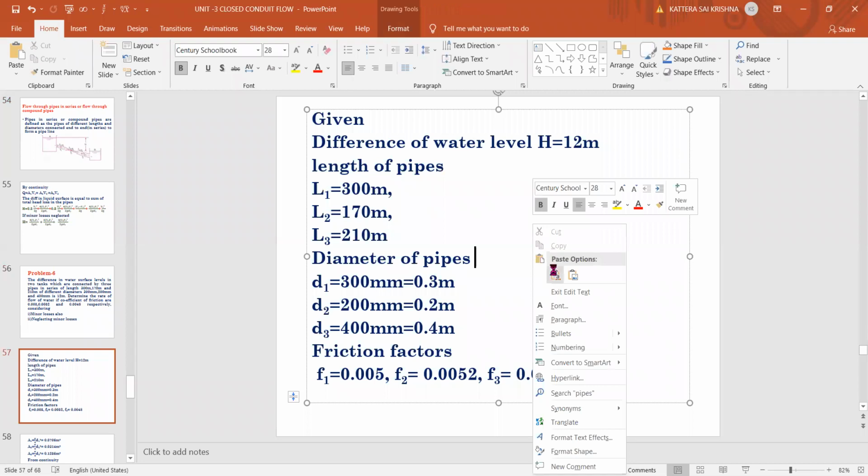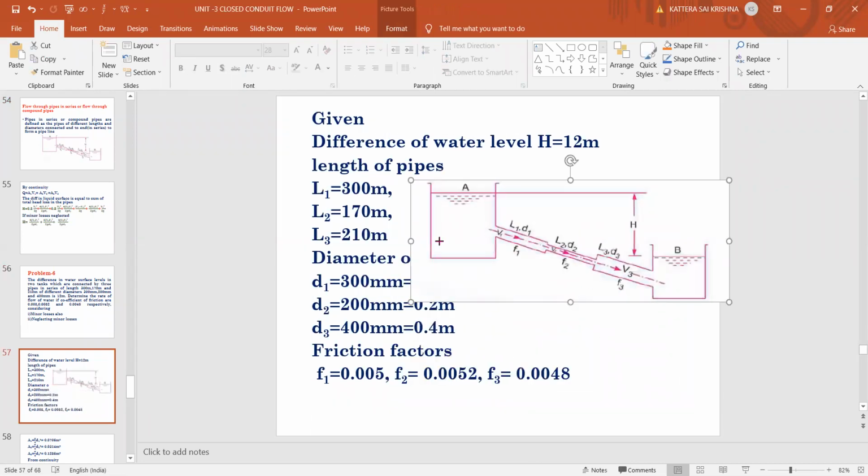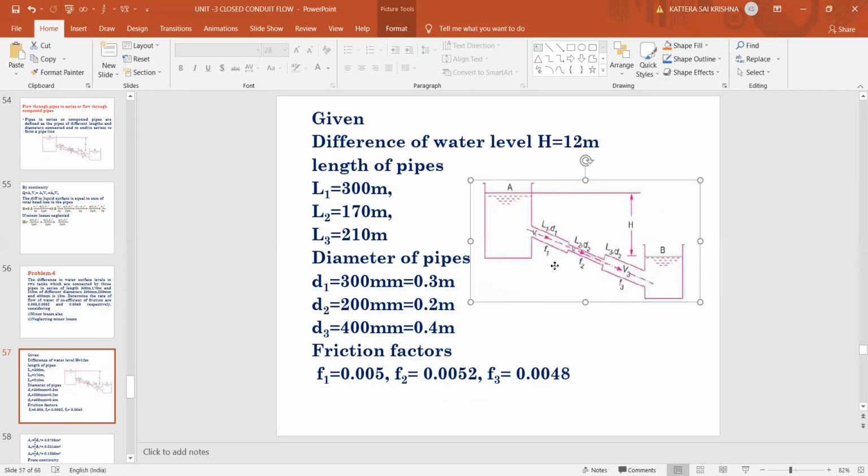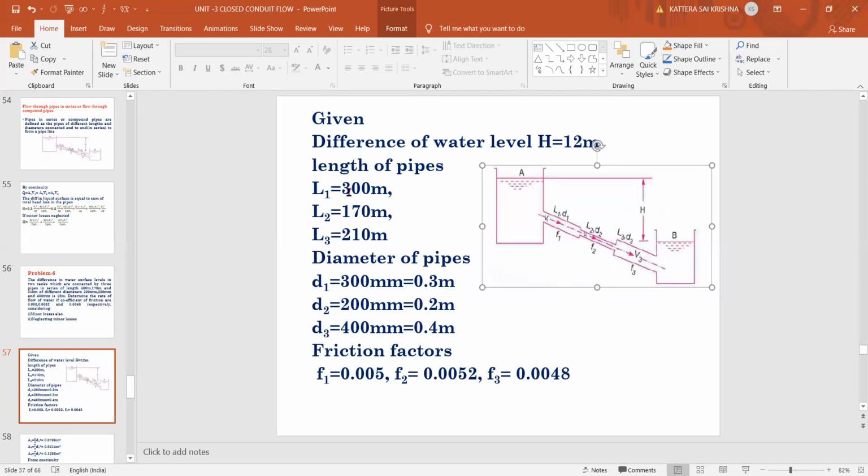You need to draw the diagram by seeing the dimensions. So lengths you can keep as they are, but diameters, if you see, first we have 300 mm diameter. So the diameter should be more first. Then it is reduced to 200. So again, it should be reduced here. Then again, it is increased to 400, right? So it should be like this. So you can draw a diagram roughly by seeing the diameters.